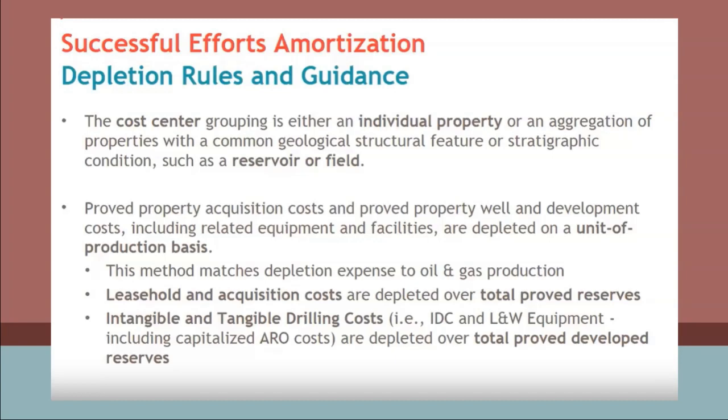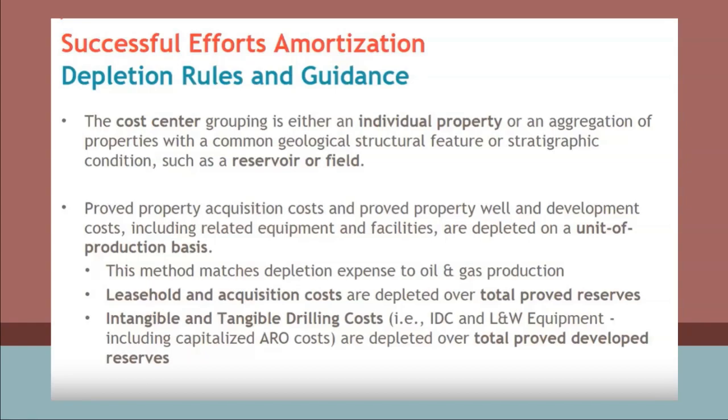Leasehold and acquisition costs are depleted over total proved reserves, while intangible and tangible drilling costs are depleted over total proved developed reserves, and that's kind of the difference. You're going to have two separate aspects of the calcs, with leasehold and acquisition costs being depleted over total proved reserves, and then the actual intangible and drilling costs, which you can just call development costs, are going to be divided by, or depleted over, total proved developed reserves. So that's a bit of a difference.